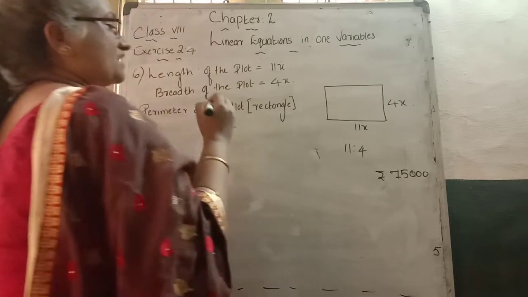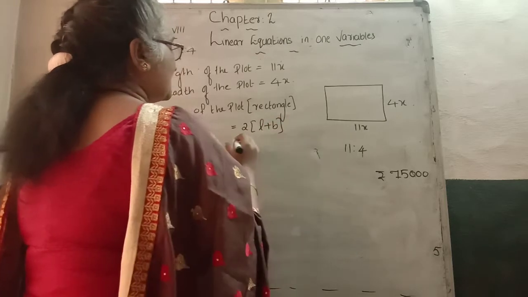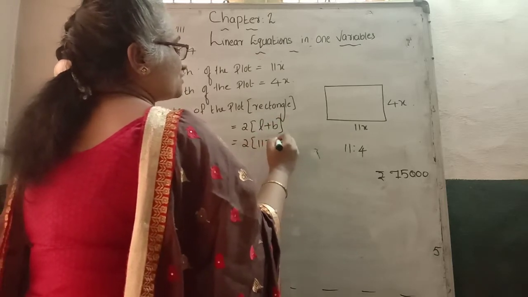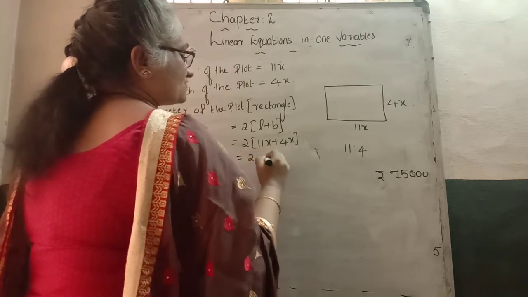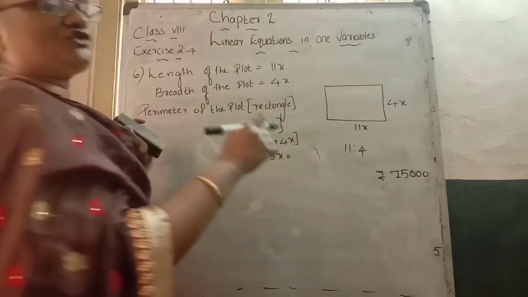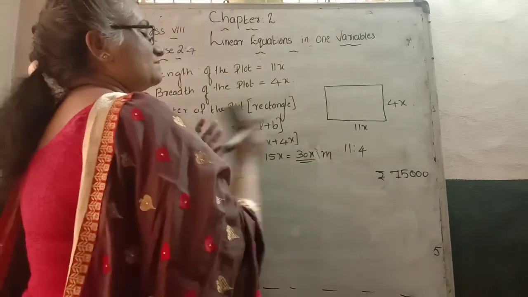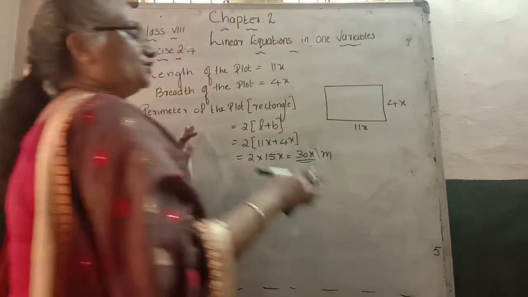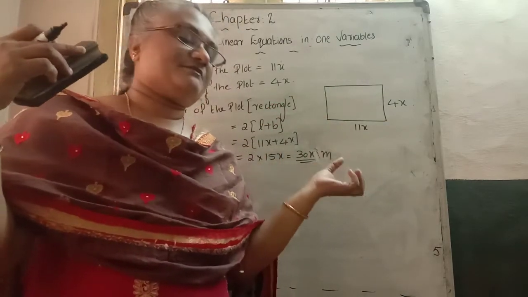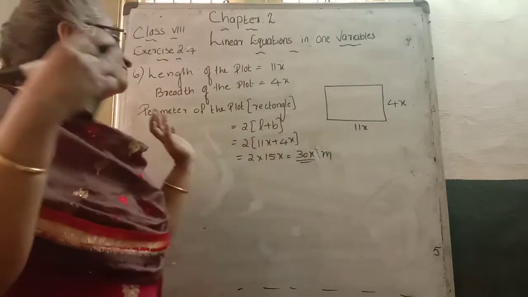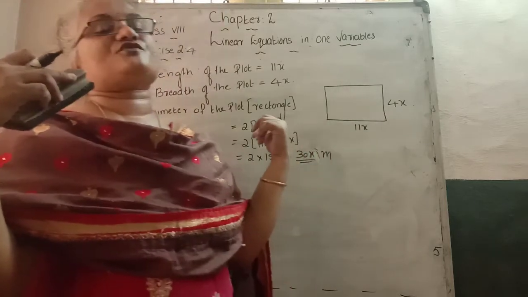What is the formula for the perimeter of a rectangle? 2 into (L plus B). So 2 into (length 11x plus breadth 4x). Adding inside the bracket, 11 plus 4 is 15x. 2 times 15 is 30x. The perimeter is 30x meters. Perimeter is represented in the same unit given: meter means meter, centimeter means centimeter. So the perimeter of the plot is 30x meters.